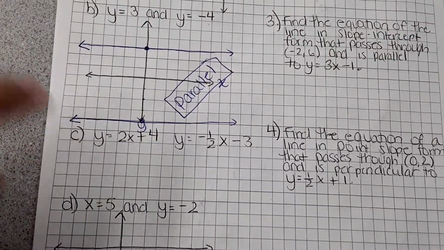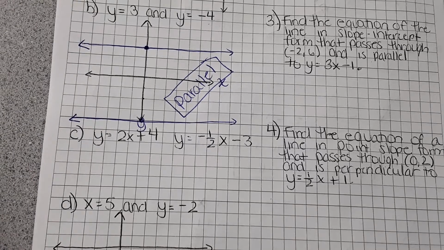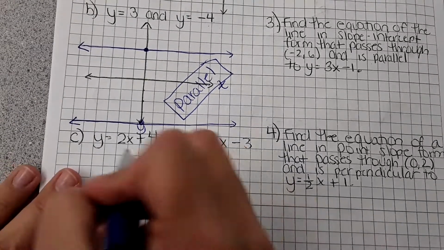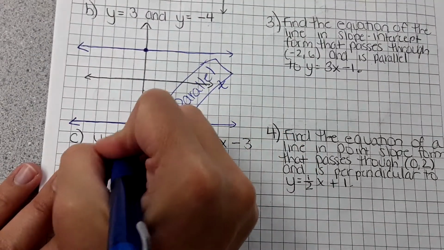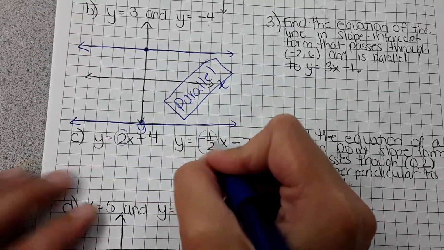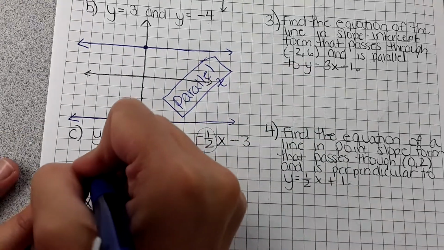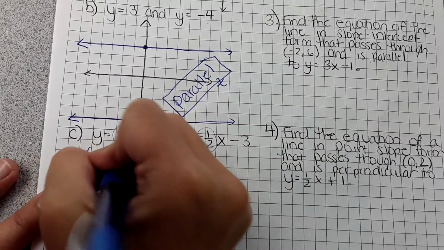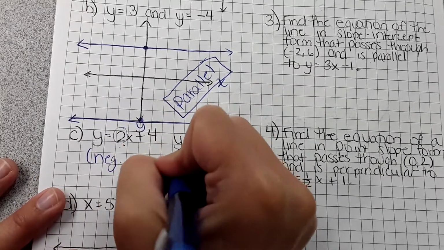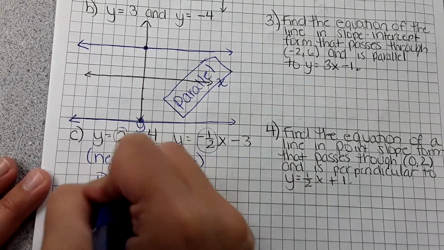Okay, number C, I didn't leave room to graph it because you don't need to graph this one. C, it says that the slope is 2 and the slope over here is negative 1/2. That is a negative reciprocal of this slope, so these are perpendicular. Negative reciprocal slope, so they are perpendicular.